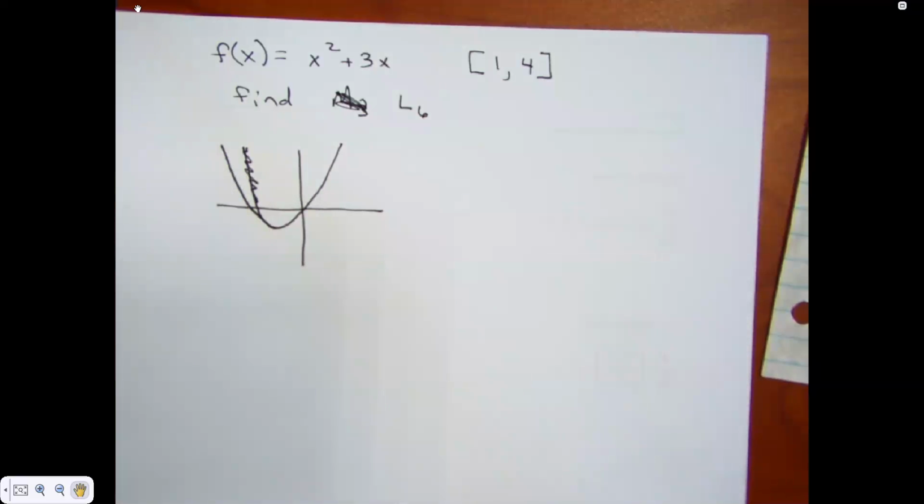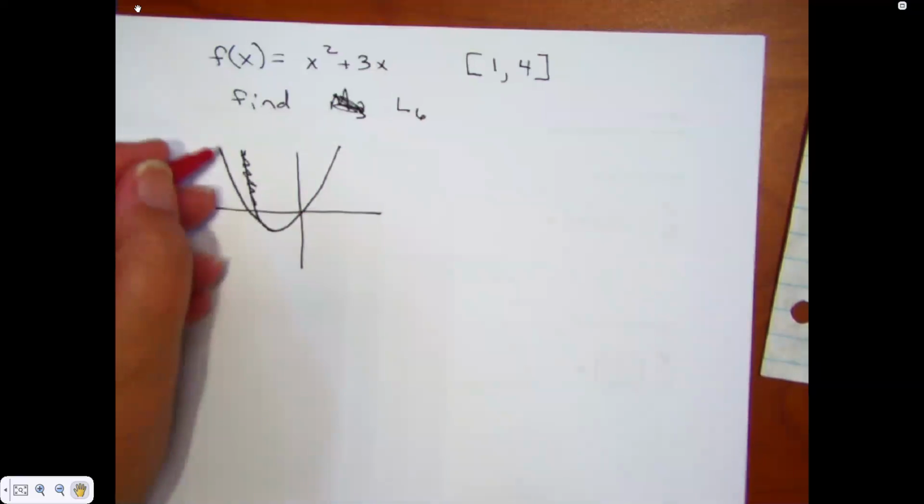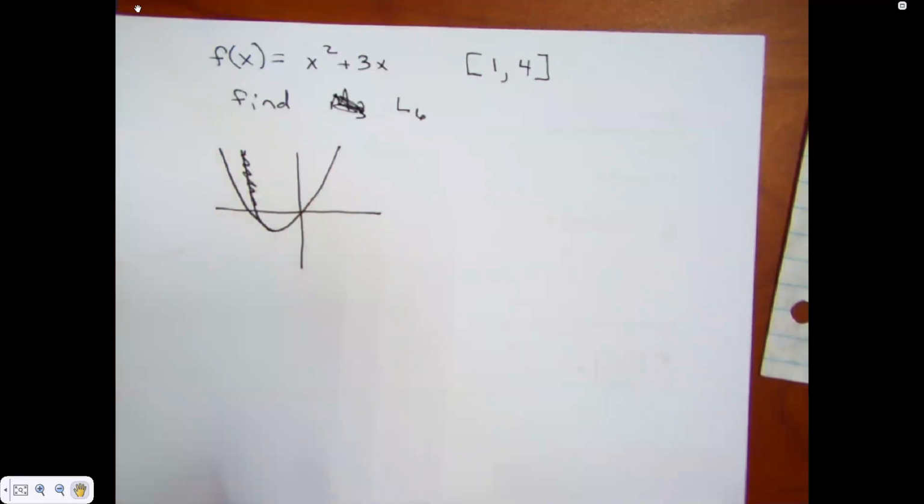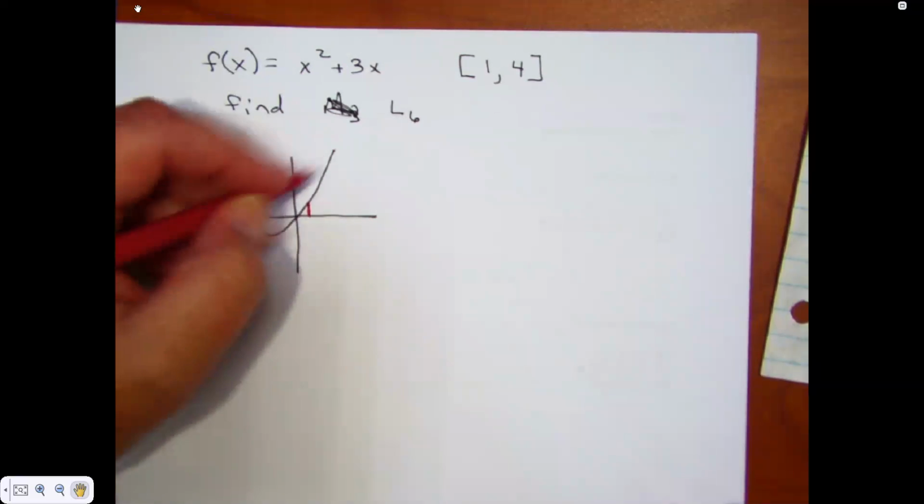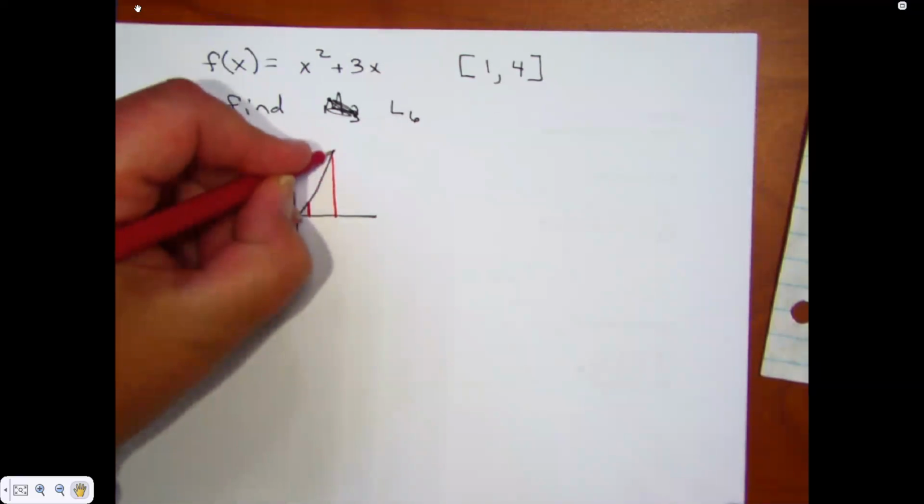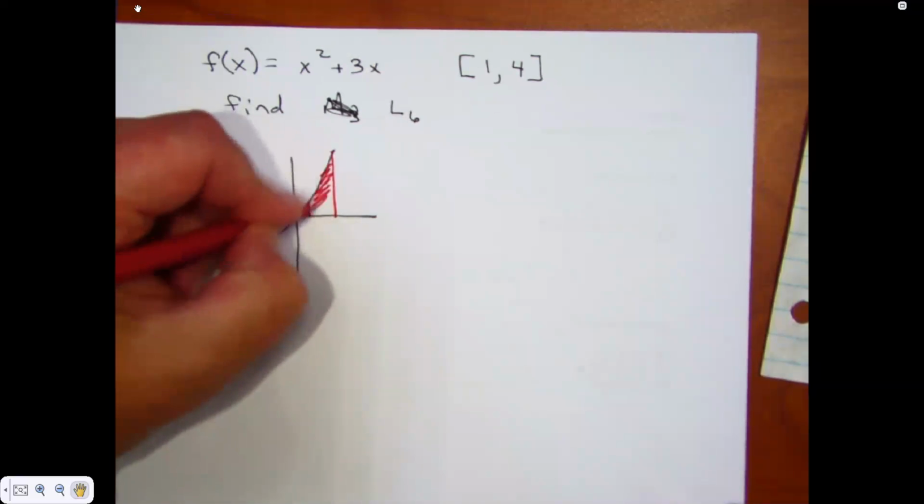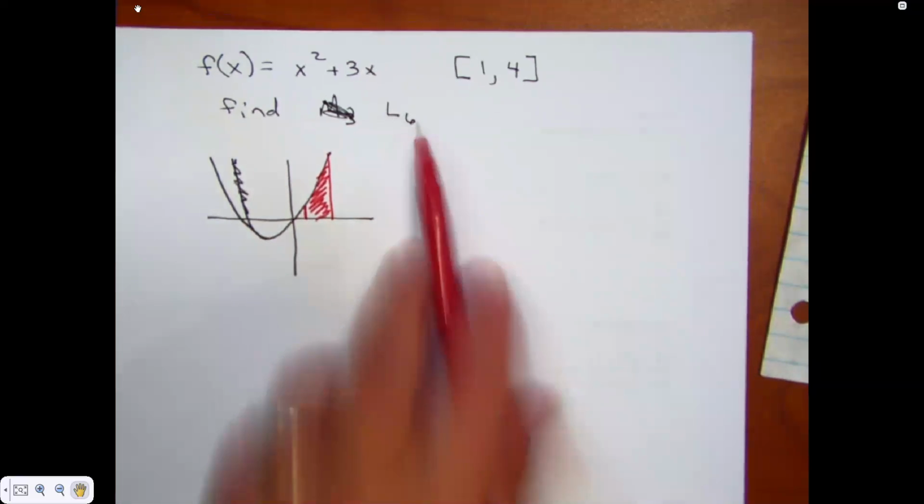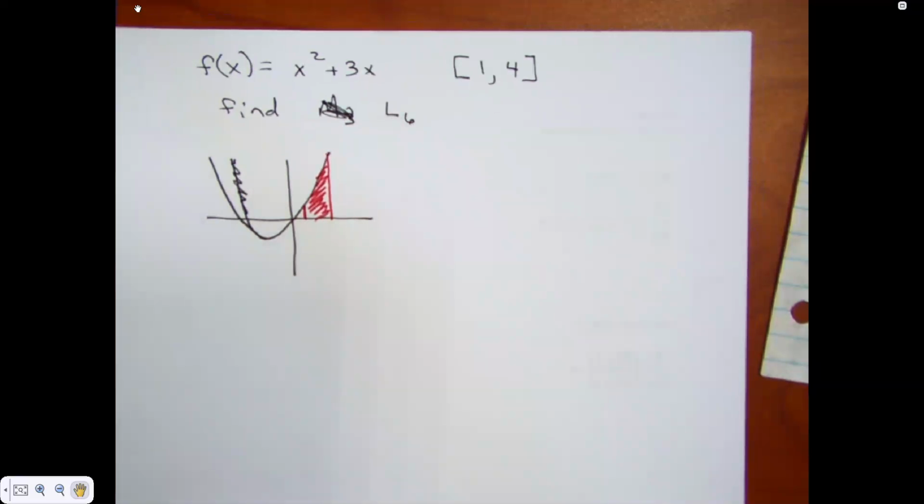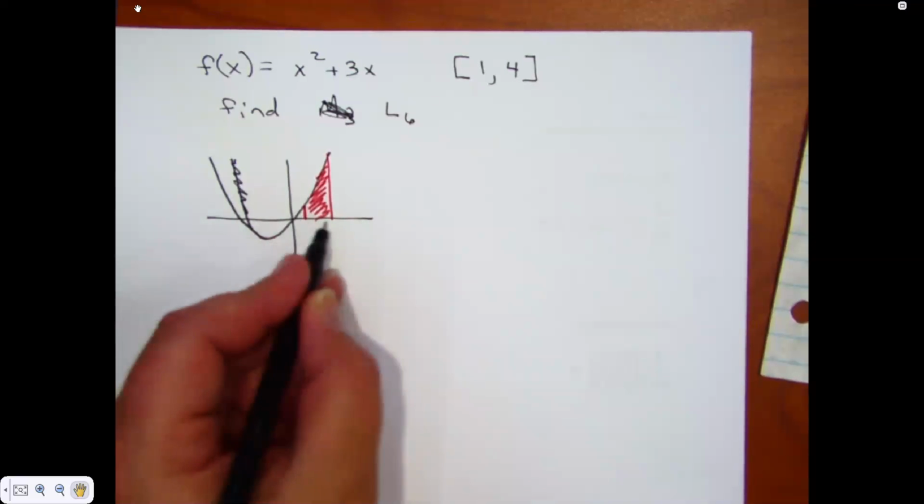Are we okay though that it's this curve right here? It's kind of a parabola, and then we're going from 1 to 4. We're finding the area from the x-axis to the graph from 1 to 4. That's our goal. We're only approximating with left side 6 rectangles. Left side 6 rectangles. So what I do is I'm going to blow this up.